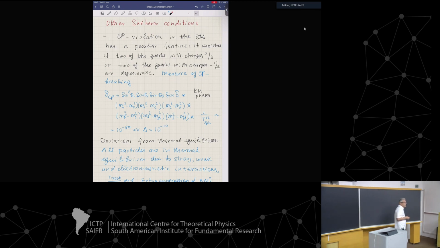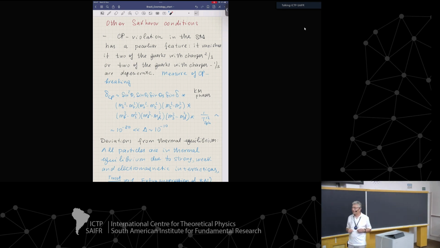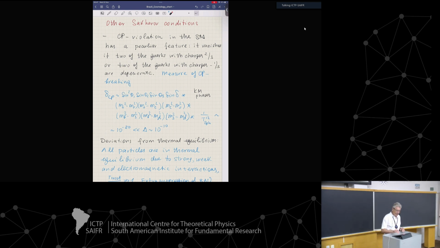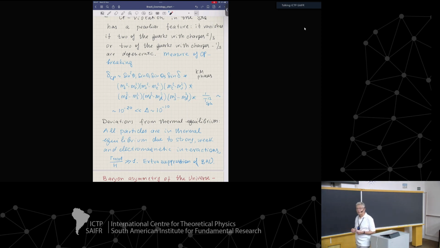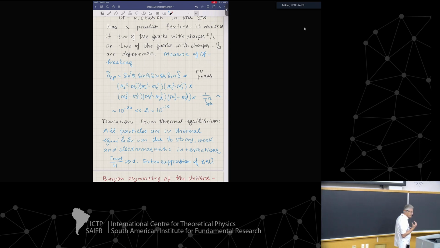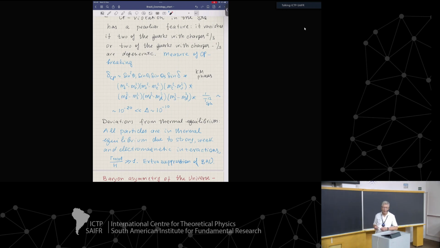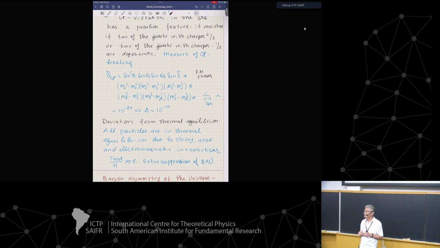Okay, another part is CP violation. I don't know if Gustavo already described CP violation in the standard model. In the standard model there is CP violation, and it is associated with the so-called CKM phase, the Cabibbo-Kobayashi-Maskawa phase. But there is a very peculiar feature of CP violation in the standard model. If the masses of two up-type quarks are degenerate, or the masses of two down-type quarks are degenerate, then CP violation in the standard model can be rotated away. Why is this fact essential?